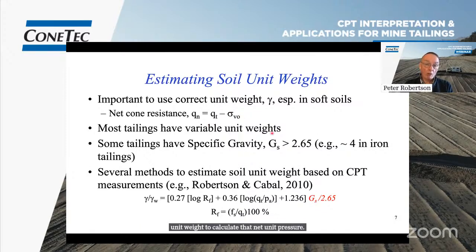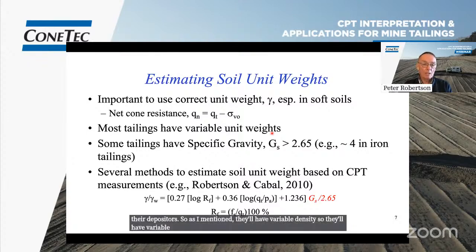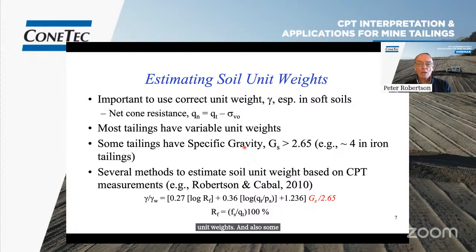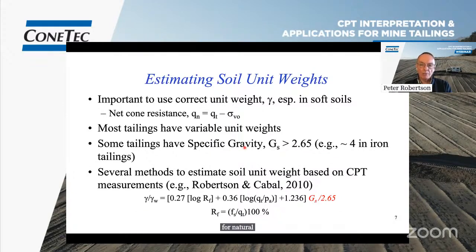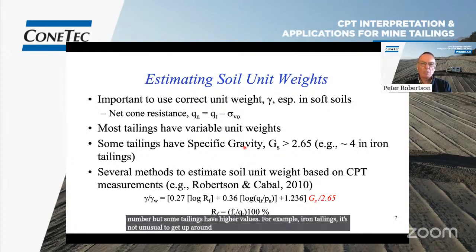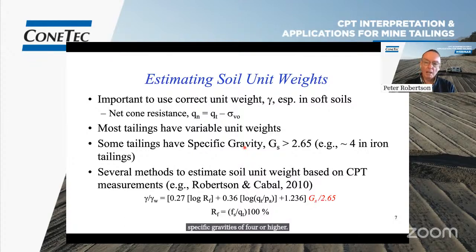Most tailings, of course, have variable unit weights. They're deposited. So as I mentioned, they'll have variable density, so they'll have variable unit weights. And also some tailings have specific gravities that are higher than the sort of traditional normal value for natural soils. A lot of natural soils have specific gravities of around 2.65. That's sort of the classic number. But some tailings have higher values. For example, iron tailings, it's not unusual to get up around specific gravities of 4 or higher. So you almost double the unit weight compared to more natural soils.